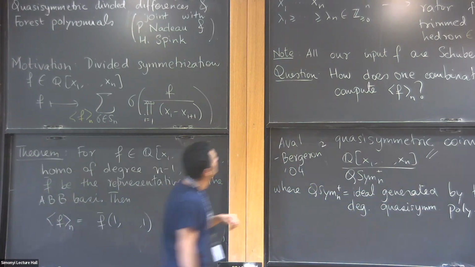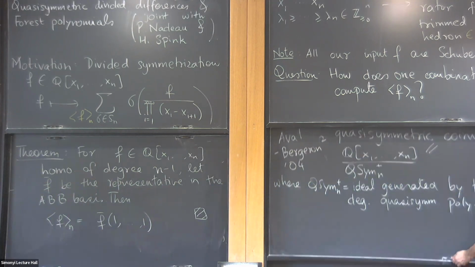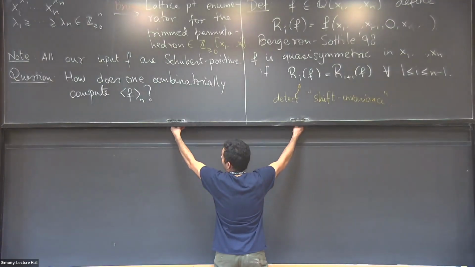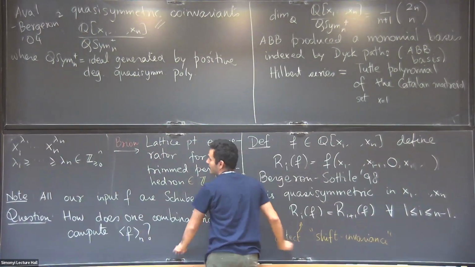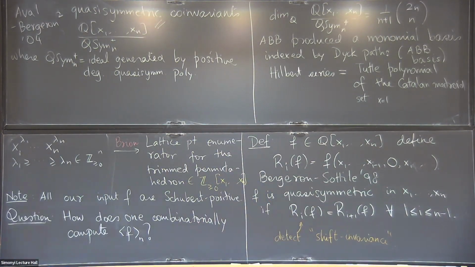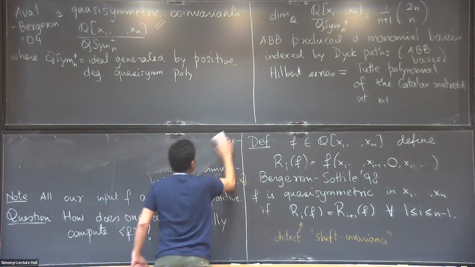Okay. All right. So let me present a second take on this computation. And this is where I get to define the object in the title, quasisymmetric divided symmetrization. So here's version 2.